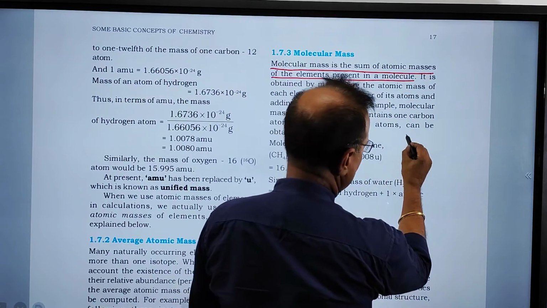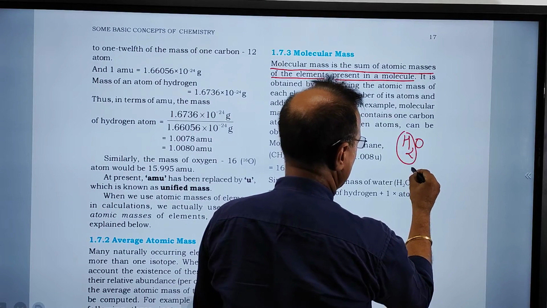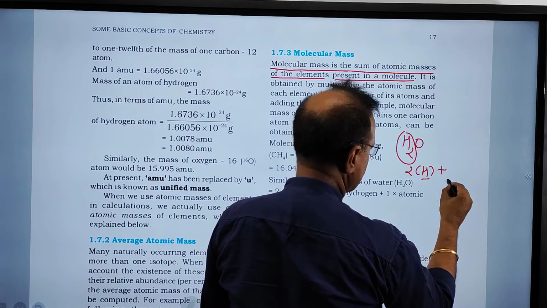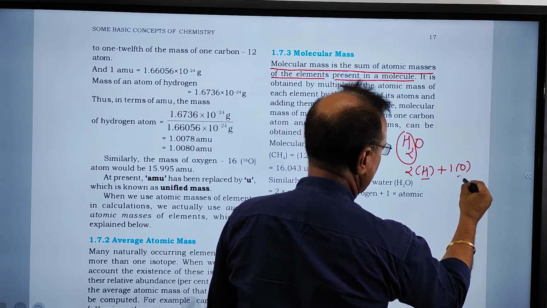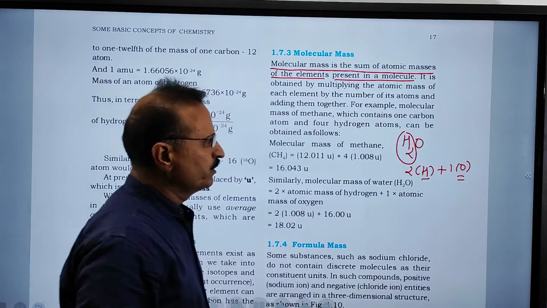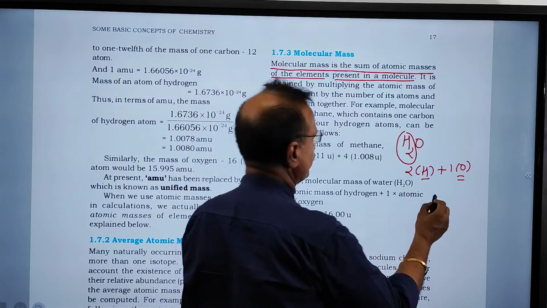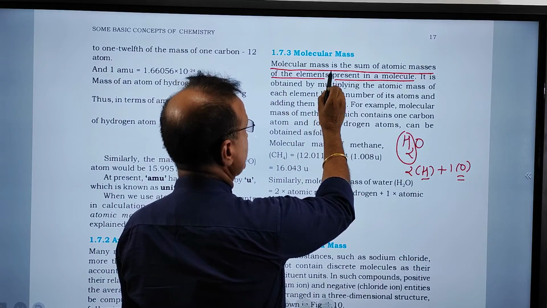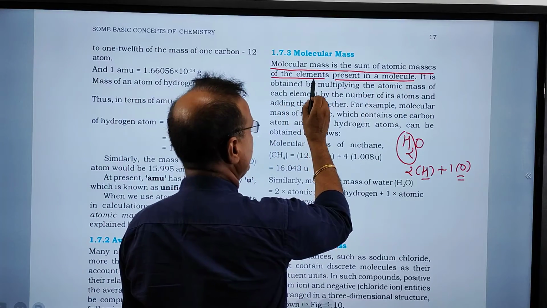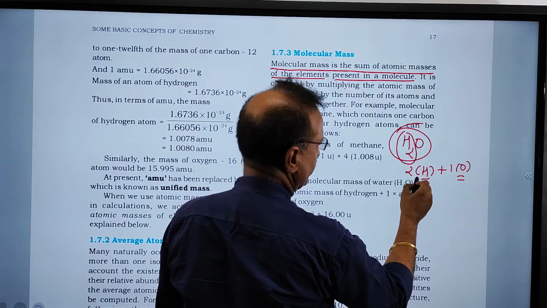So if we have the molecule H2O, then we have to calculate the atomic mass of 2 hydrogen plus the atomic mass of 1 oxygen. When you get the sum of these two atomic masses, then we get the molecular mass. So the molecular mass is the sum of atomic masses of the elements present in the molecule. This is the molecule and these are the atomic masses.